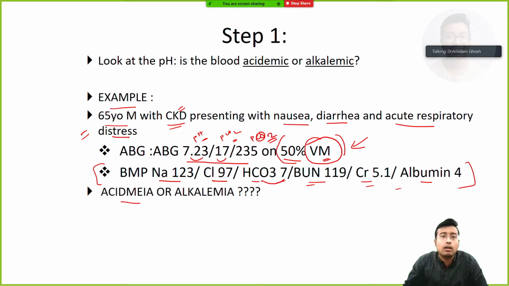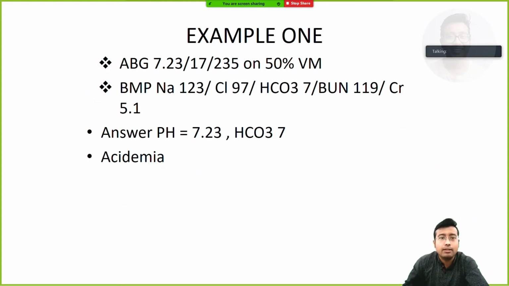Step number 1 can be done with this parameter only, pH. So what is it? Acidemia or alkalemia? Look at the spelling of acidemia. Number 1, definitely it is acidosis, acidemia, because pH is 7.23. So it is acidemia without any doubt.